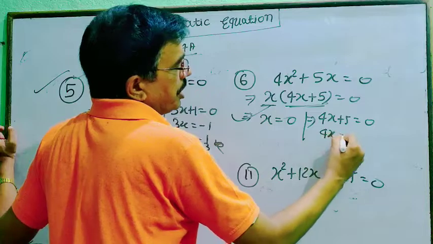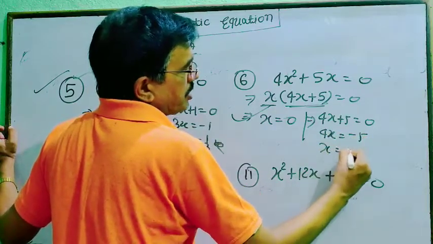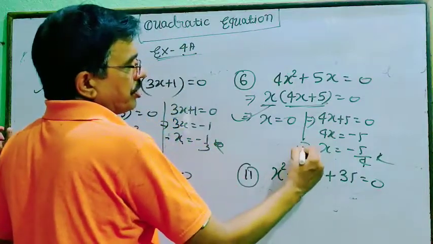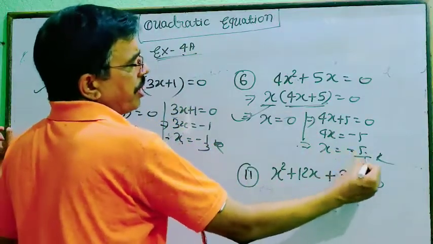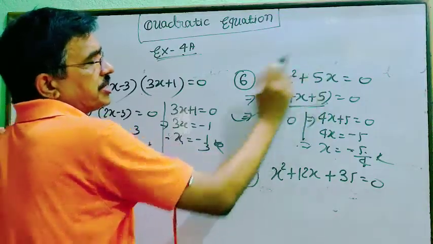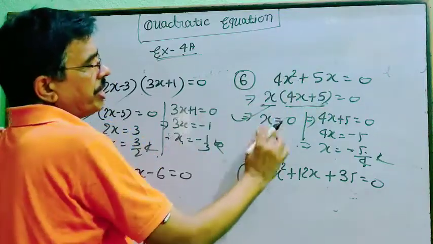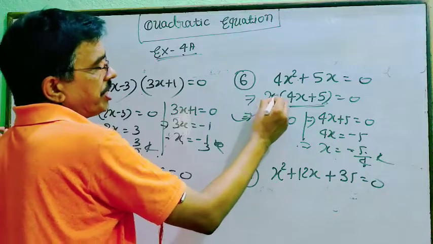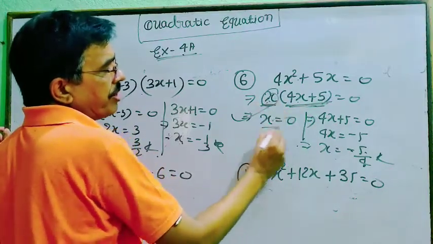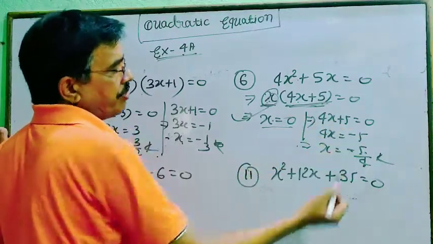Then 4x is equal to minus 5. Then x is equal to minus 5 by 4. So the second solution of this equation is minus 5 by 4. So when you are given only two parts, that is ax square plus bx only, then you take common, and when you take common, one part is this, another part is here. So with the help of this equation, you can find x, and second, 4x plus 5 is equal to this.